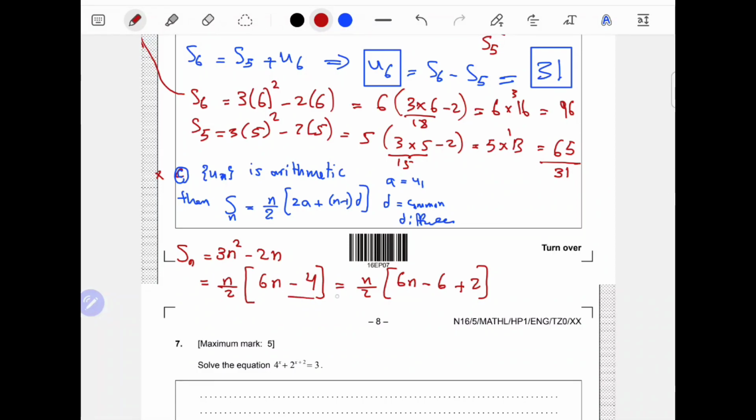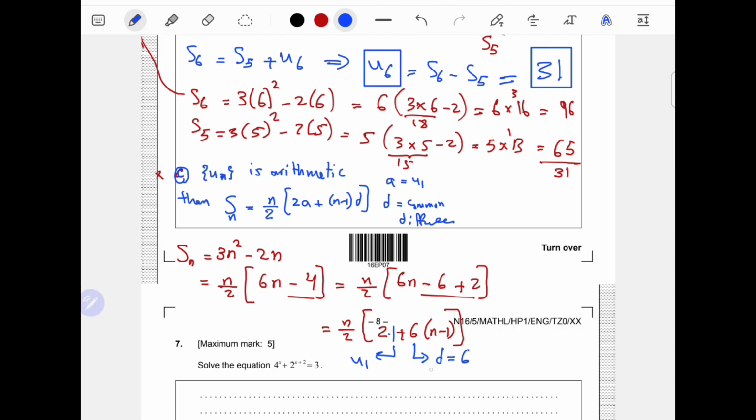All right, because minus 4 is just minus 6 plus 2, and then you notice that we can rearrange this and take 6 as a factor. So that would be 6 times (n minus 1). So it's very clear that here we have 2 times 1, and 1 is just the first term, u1, and 6 is basically the common difference, d equal to 6, by comparing these two formulas.